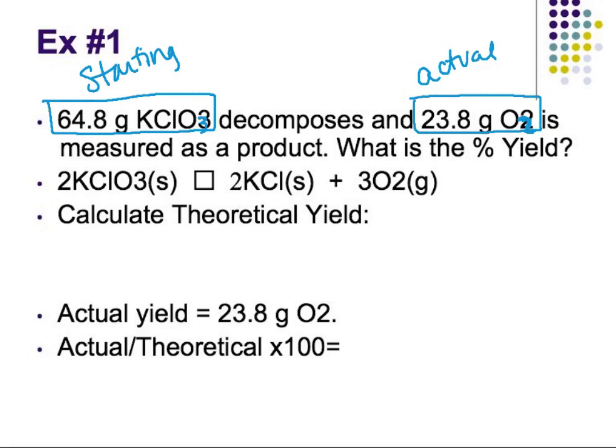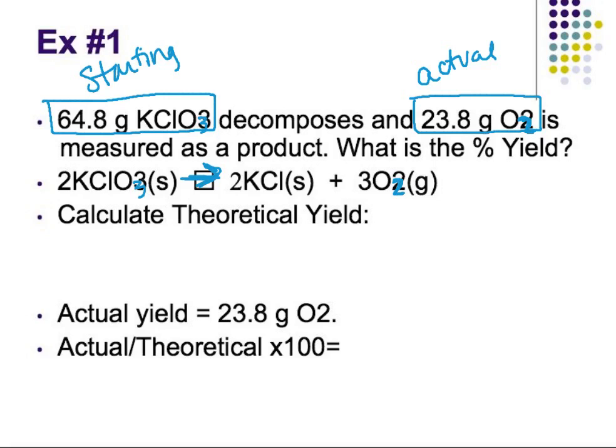So all of our stoichiometry problems start with a balanced chemical equation. Here it's given to you. This should be our arrow. And we have 2 moles of potassium chlorate breaking down into 2 moles of potassium chloride plus 3 moles of oxygen, which is a diatomic gas. When we calculate our theoretical yield, we get to do a mass-to-mass problem.